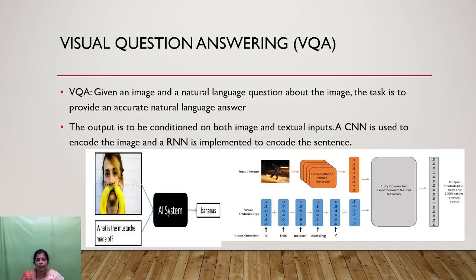Visual question answering: based on the visual input, the AI will answer the question.